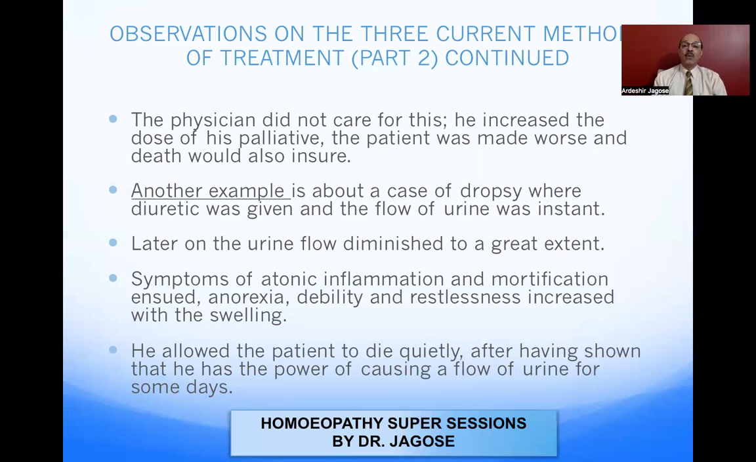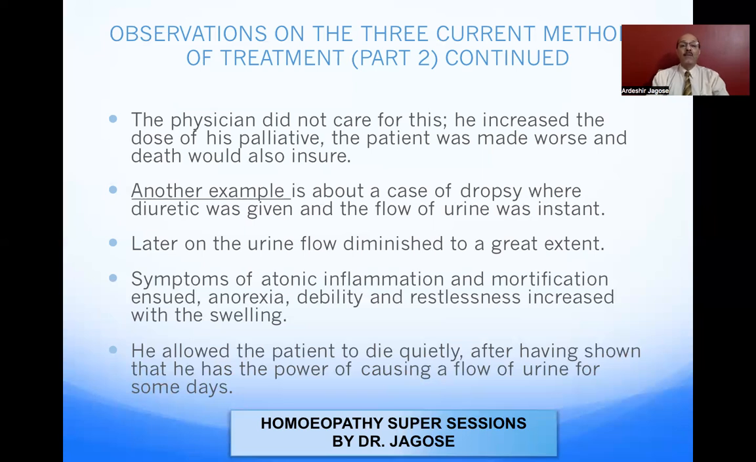Later on, the urine flow diminished to a great extent. So initially, the patient was better for some time, and again he got worse. So what happened? Initially the dropsy started reducing, but later on, the flow of urine diminished and the dropsy started increasing. Symptoms of atonic inflammation and mortification ensued. Anorexia, debility, and restlessness increased with the swelling.